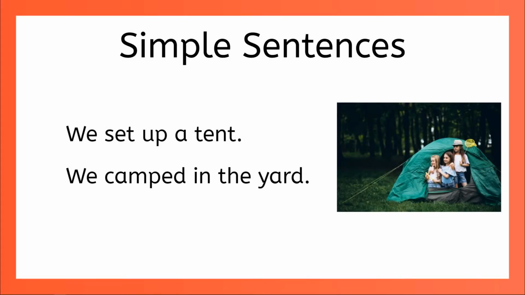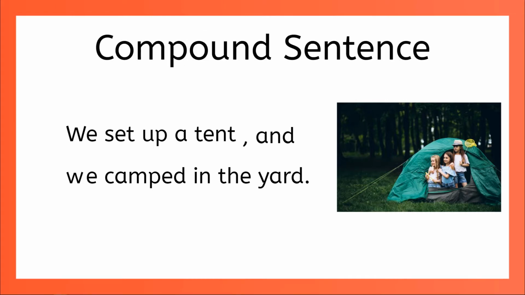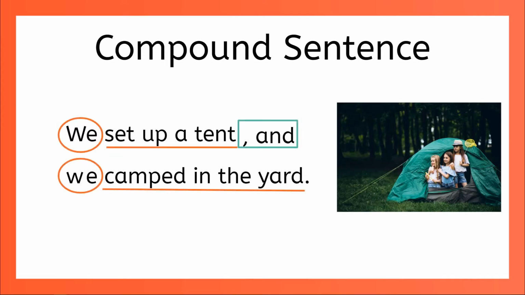Both of these sentences are called simple sentences because they contain only one independent clause. We set up a tent, we camped in the yard. If we join them together with a comma and coordinating conjunction, we set up a tent and we camped in the yard, we have a compound sentence. Remember, a compound sentence contains two independent clauses, so there are two subjects, two predicates, and they're joined together with the comma and coordinating conjunction.